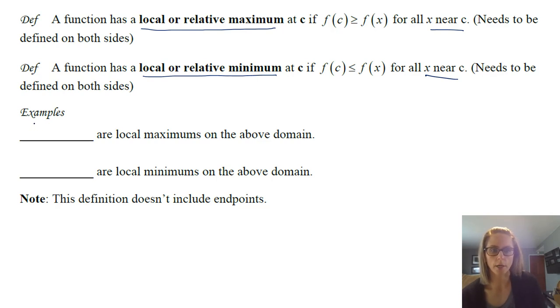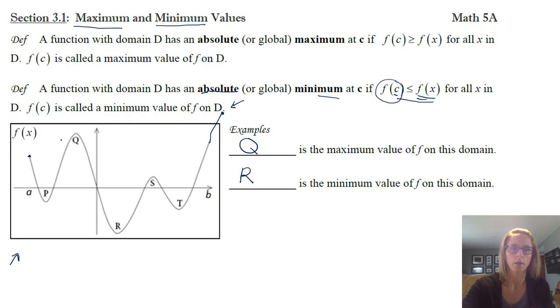Local maximums are going to be Q and S. So if you take a look at the graph, you can see here all the values around and near Q are actually smaller y values. The same here. When we talk about near, we're just talking about these values very close to S, those y values. And those are all below whatever the y value is there at S.